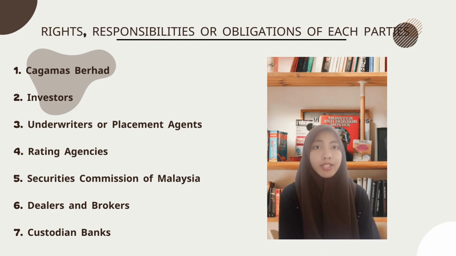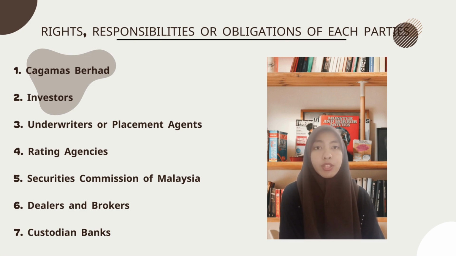Next are the rights, responsibilities, or obligations of each party. First is Cagamas Berhad. Cagamas Berhad has the right to issue and create Cagamas commercial papers according to its funding requirements and market conditions. They also have the right to determine the terms and conditions of the papers, including the principal amount, maturity date, interest rate, if any, discount rate, redemption provisions, and other relevant details.